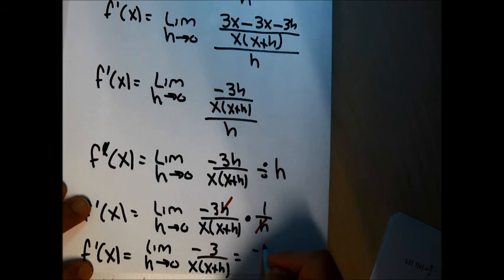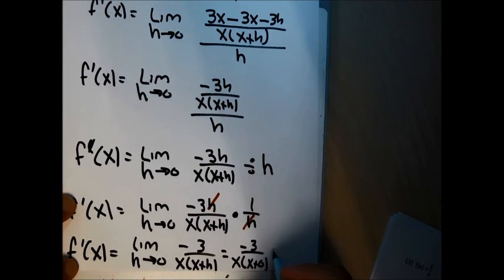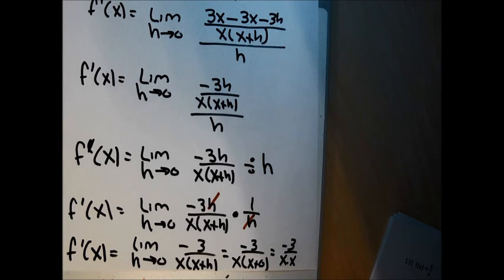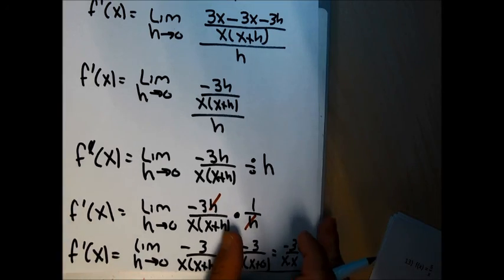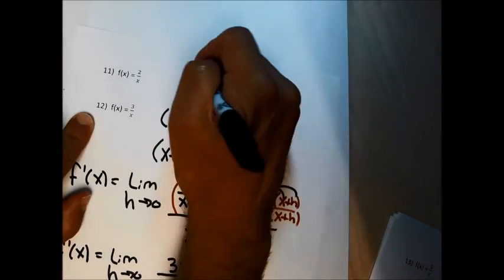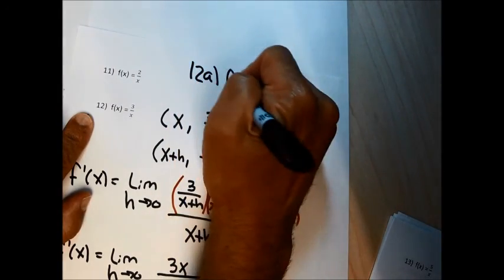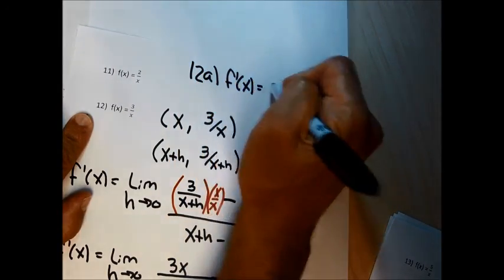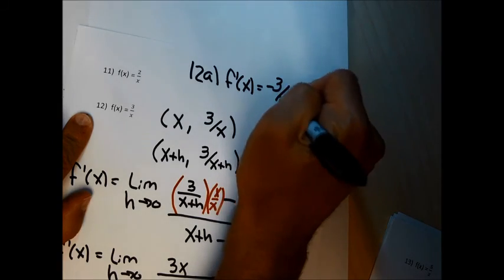Now I'm going to plug in 0 for that h. I'm going to get negative 3 over x times x plus 0, which is negative 3 over x times x, which is negative 3 over x squared. That's the answer to part A. That's a disastrous, horrible mess. It just kind of is what it is. So part 12A, f prime of x equals negative 3 over x squared.